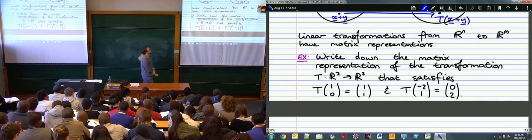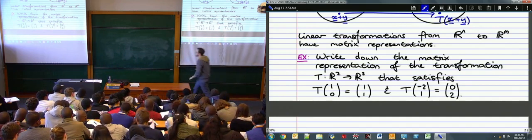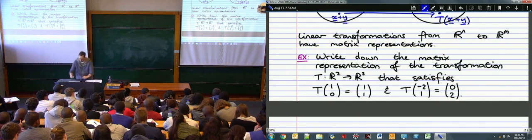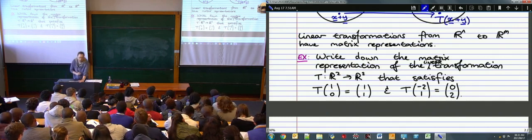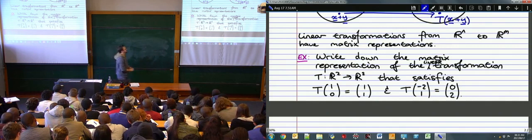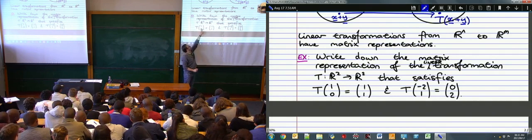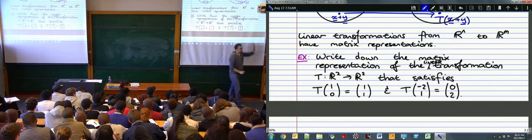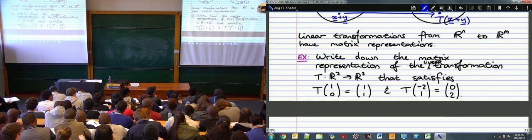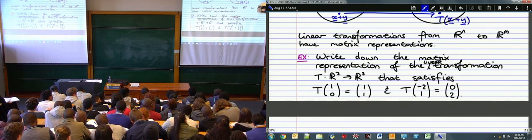In fact, I need to explicitly say linear transformation. So we have a linear transformation. We're told some information about it, which tells us that it goes from R2 to R2. More specifically, we're told it sends (1, 0) to (1, 1), and it sends (-2, 1) to (0, 2). So the question is now, what matrix represents this linear transformation? Are there any questions at this stage?